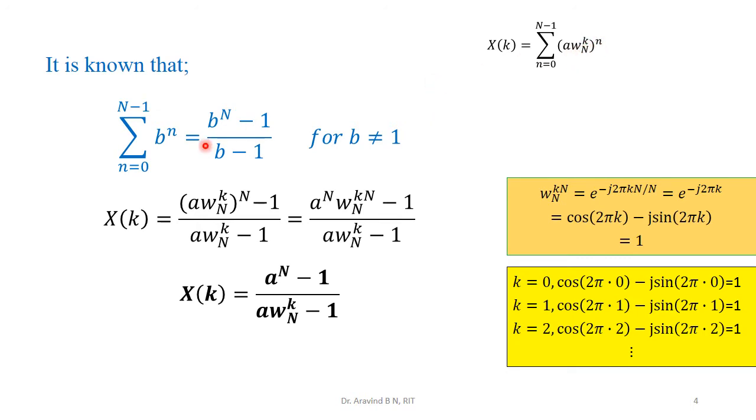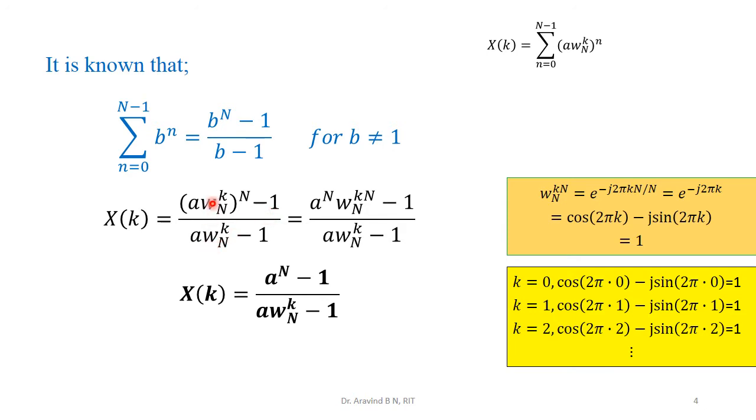So in place of b, if we substitute a omega N to the power of k, then both of these two expressions appear similar. Therefore with respect to the right hand side of this expression, I can replace b by a omega N to the power of k. Doing that, we get X of k is equal to (a omega N to the power of k) whole to the power of capital N. Remember, in the place of b, I am substituting a omega N to the power of k. The minus 1 stays as it is.